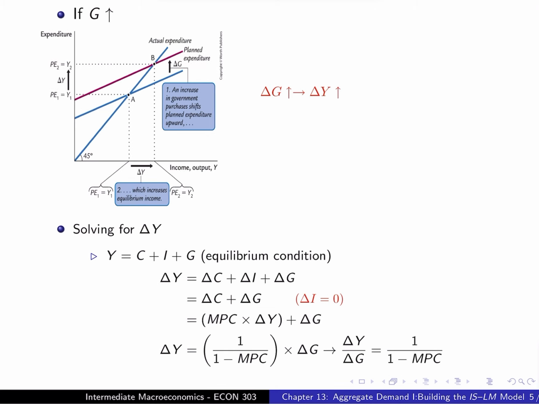How much does Y rise? Start with the equilibrium. Y equals C plus I plus G. Take the change in each component. Assume investment is fixed. Since the change in income affects consumption, delta C equals MPC times delta Y. Substitute: delta Y equals MPC times delta Y plus delta G. Solve for delta Y. Delta Y equals 1 over 1 minus MPC times delta G. Then delta Y over delta G equals 1 over 1 minus MPC.